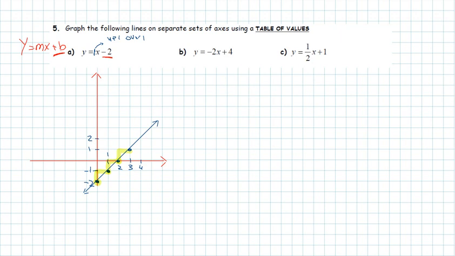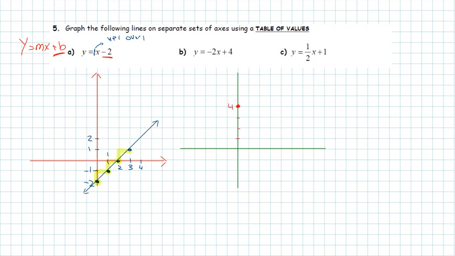Let's practice that one more time with the next equation, okay? Now I'll show you how to do the table of values. You'll see that this is much easier than the table of values, okay? So, what is my y-intercept for the next one? And what's my slope? So my y-intercept is 4, right?